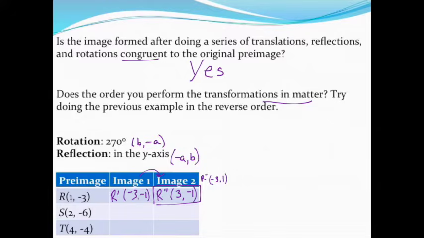So to answer this question then, does the order matter? Yes, it does. If I do my transformations in a different order, I may end up with a different image when I'm done. So make sure that you do these in the order they are given to you.